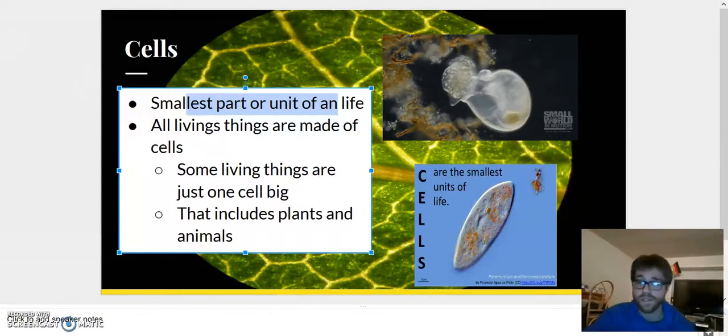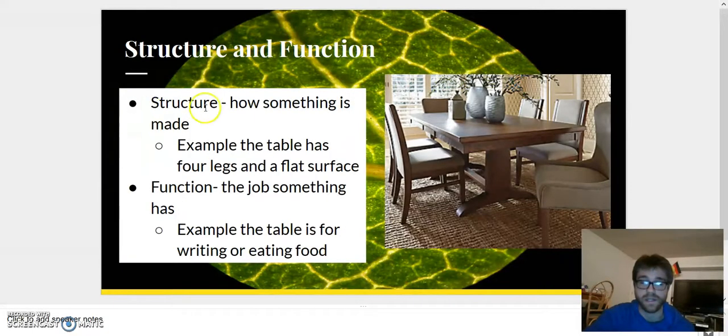Now, before we start talking about cells, there's two important words that we need to keep in mind, and that is structure, and that is function. Structure is how something is made, how it's put together. For example, this table has a flat surface and these legs to make it nice and stable. That's its structure, how it looks, how it's made, how it's built.